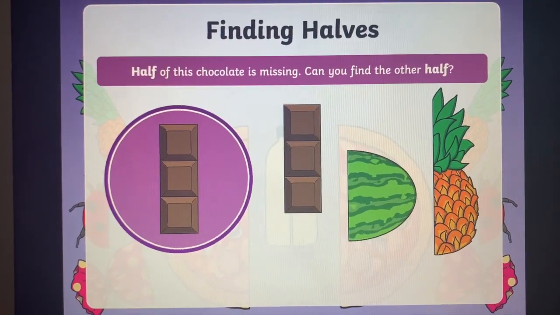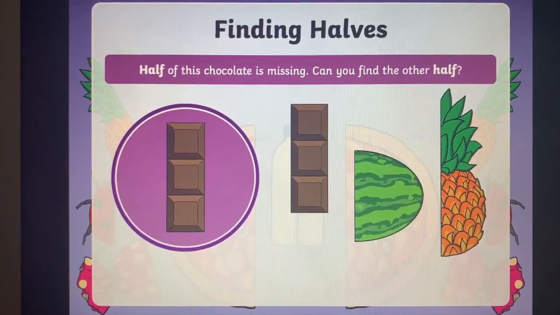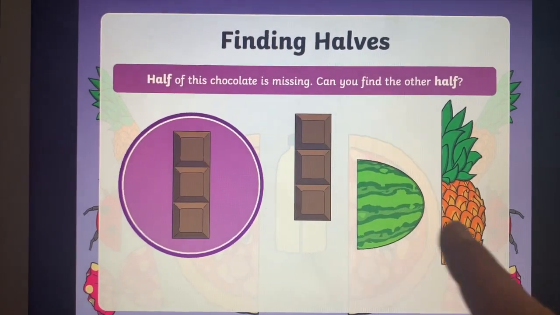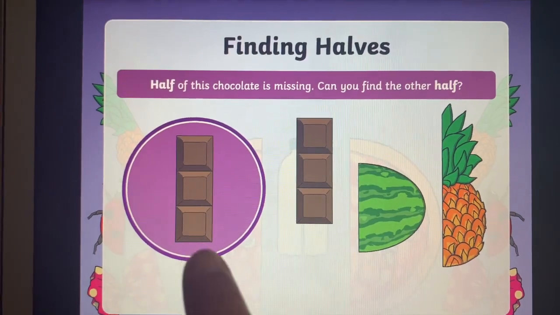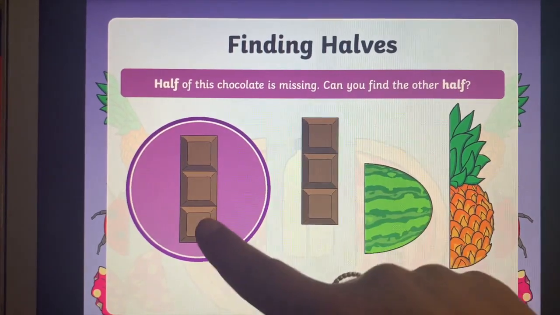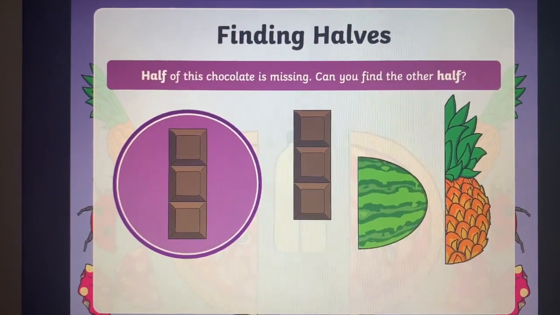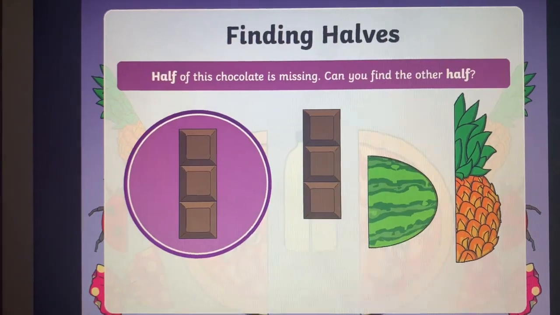Half of the chocolate is missing. Can you point to the other half? Well done. Here's the other half of chocolate. Can you see that they both have got the same amount? 1, 2, 3 squares of chocolate there, and 1, 2, 3 squares of chocolate there.